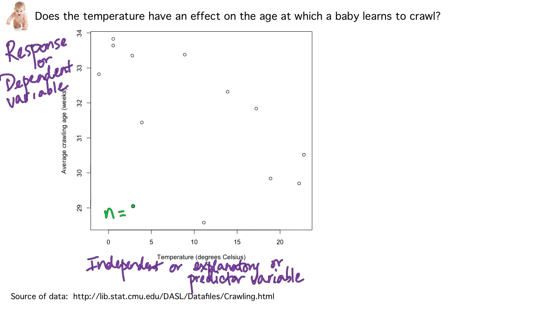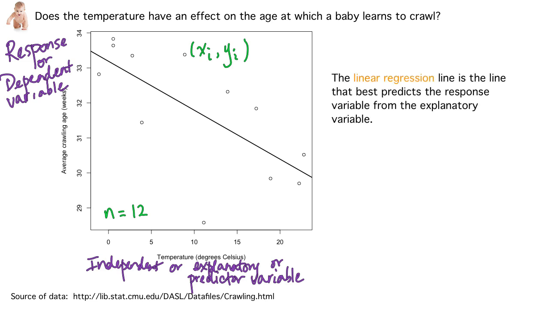Our data points are a set of 12 points. An x sub i for the average temperature in the ith month, coupled with a y sub i, the average crawling age for all the babies who turned 6 months old that month. We can model the relationship between temperature and crawling age with a straight line. The linear regression line for these data is the line that best predicts the response variable, the crawling age, from the explanatory variable, the temperature, in this example.